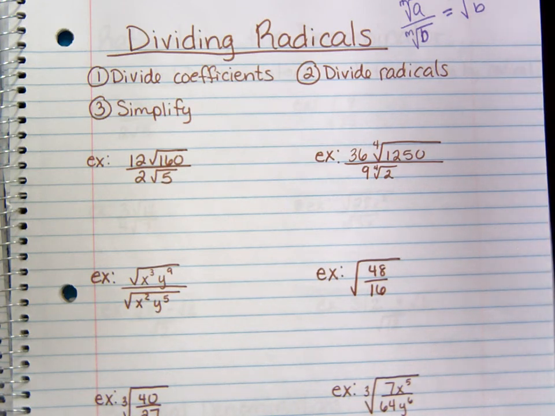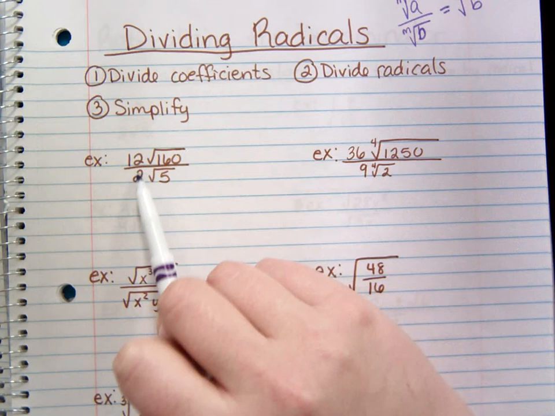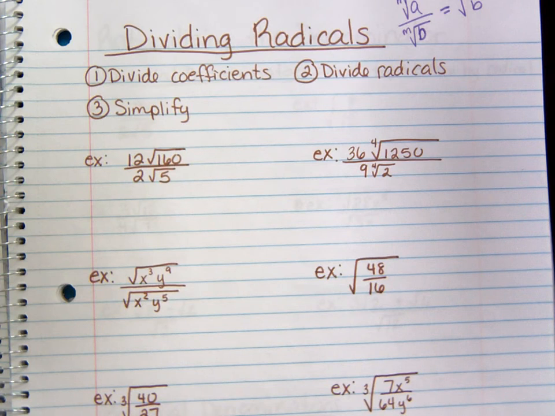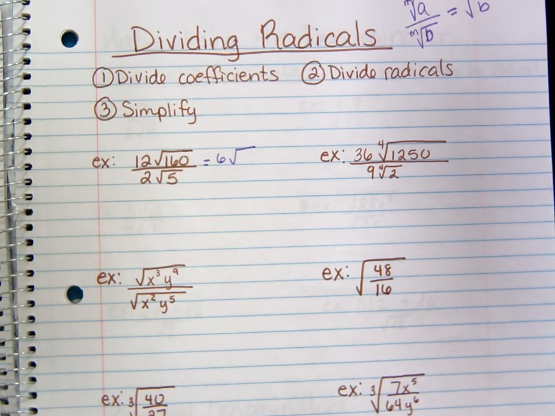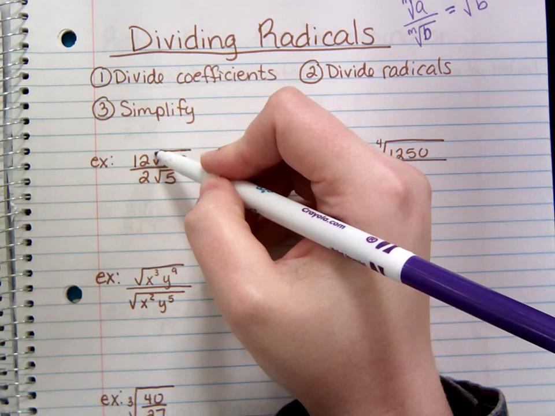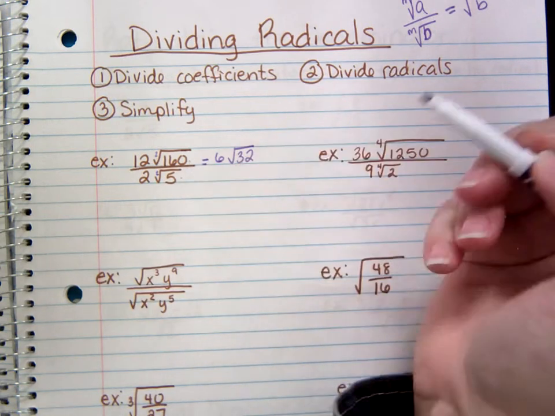So when we're dividing with radicals, the first thing you want to do is divide their coefficients. Then divide what's under the radicals and then simplify your answer. So for instance, on this example here, 12 divided by 2 gives me 6. And then we take what's under the radicals and divide those. So 160 divided by 5 gives me 32. Now again, this works because they are both square roots. Because they are the same radical, we just divide what's underneath them.